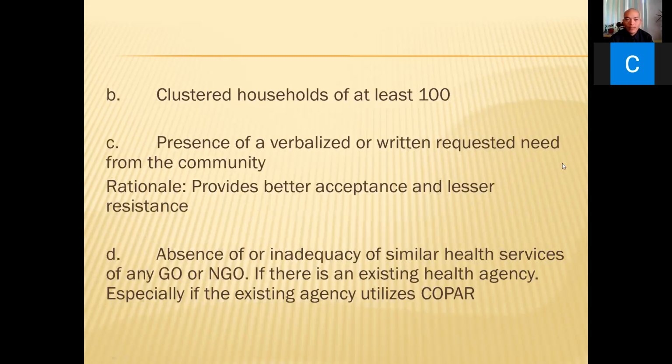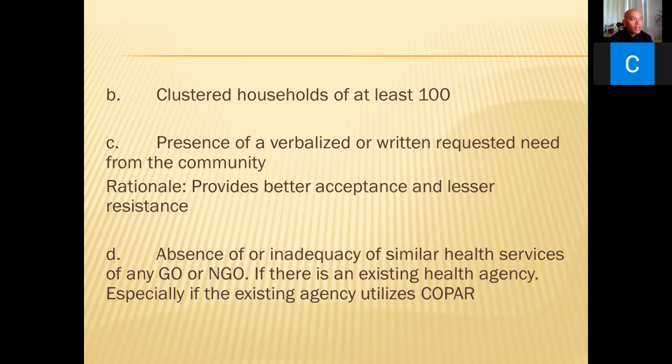Other factors in choosing a community. Clustered households of at least 100. At least in their barangay or in their area, there are at least 100 households. The reason for that is we would like to be efficient and effective as well. So we do not want to go to a very big community in terms of area, where you have to hike and keep on hiking pero ang mga bahay lang na nandun is around 10.